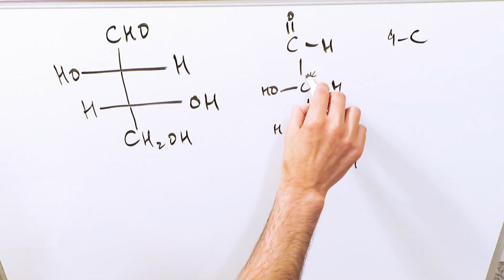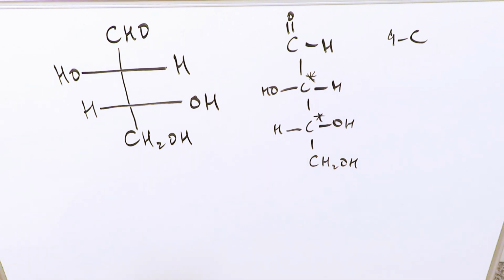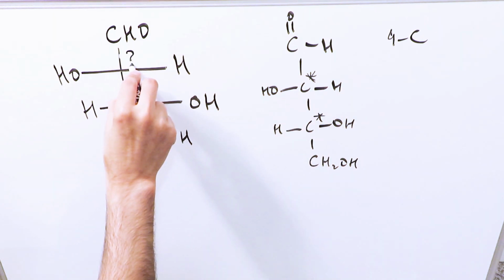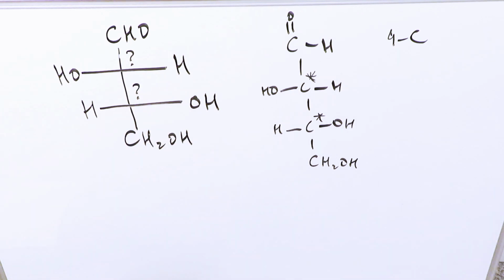But I have stereocenters over here. These are chiral carbons because these carbons are attached to 4 different items. Therefore, I must come up with an R or S designation, and same over here. Is it R or is it S? We must determine that so we can name this compound.